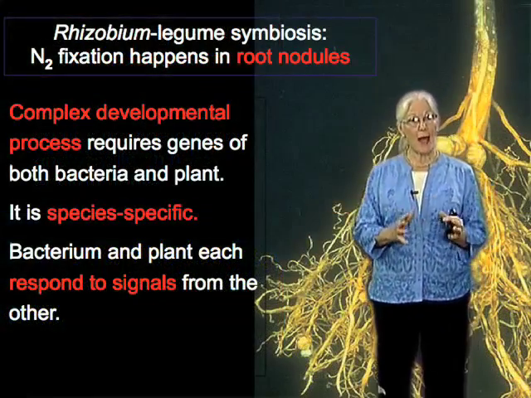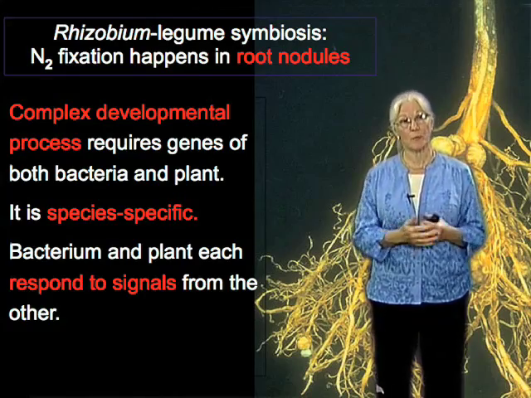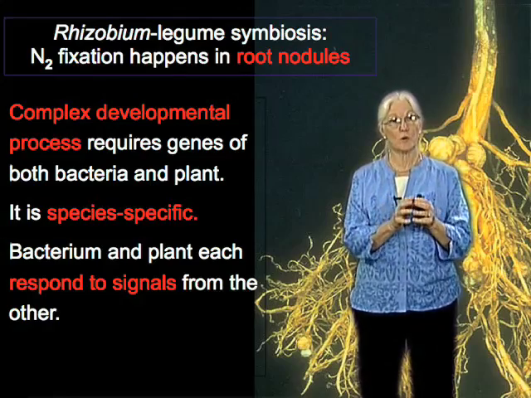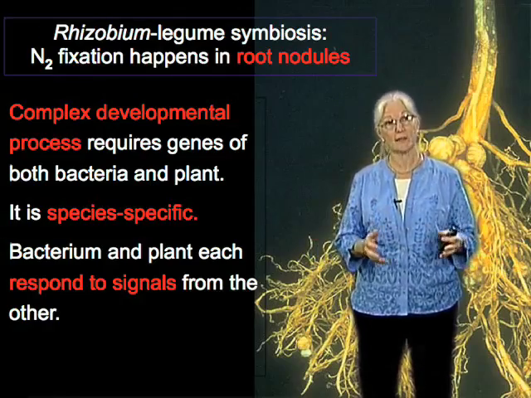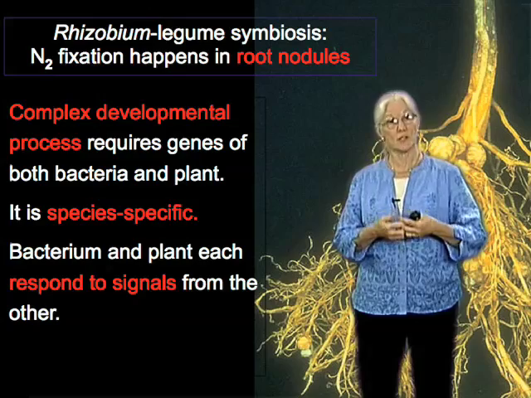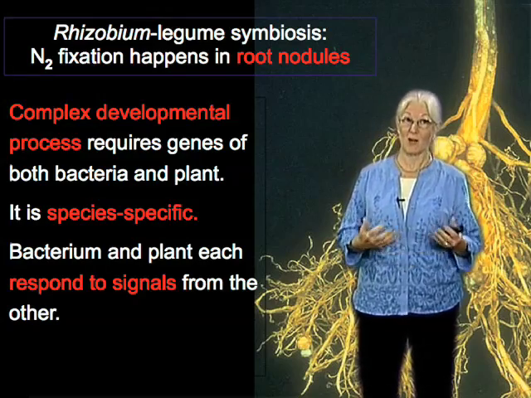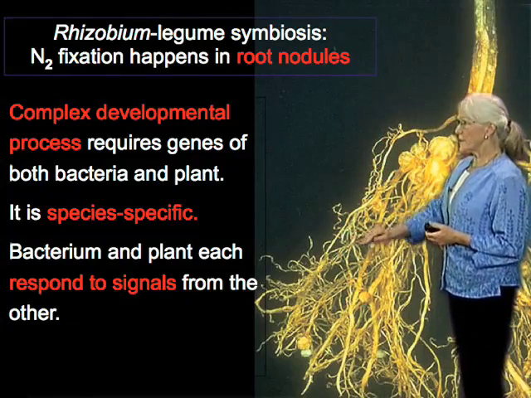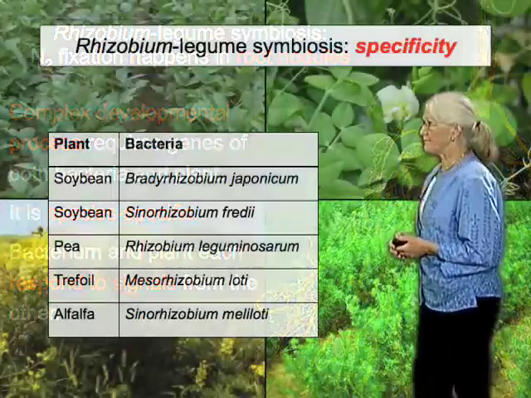So, coming back to the developmental process, what we want to know is how is it that those incredibly diverse groups of plants are able to establish this association with rhizobium, and why don't other plants do it? So, I'd now like to tell you a little bit about the specificity.